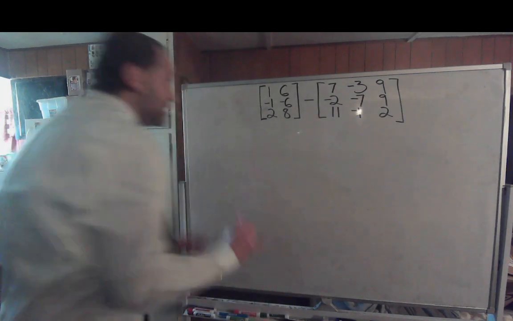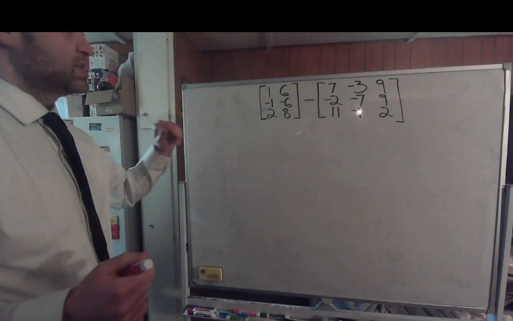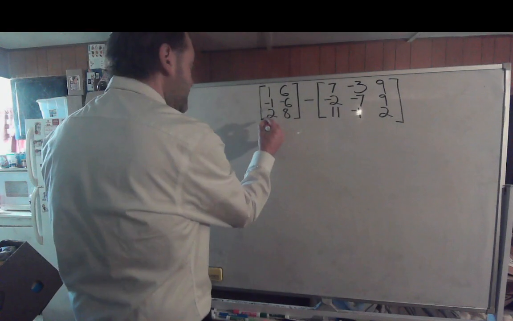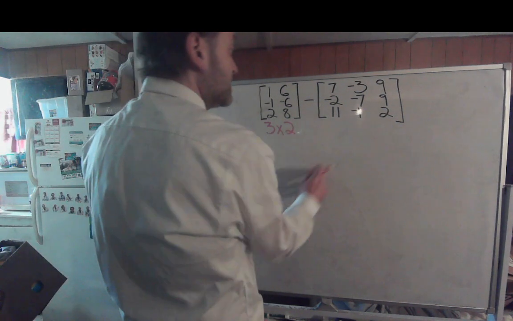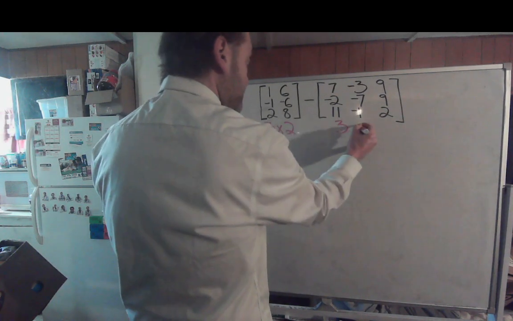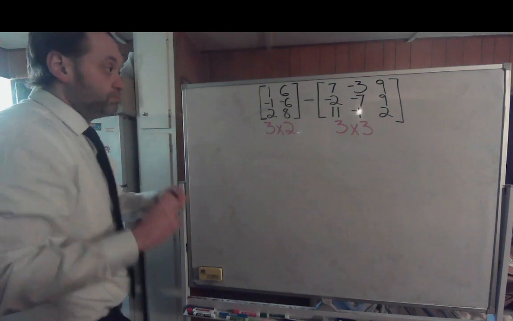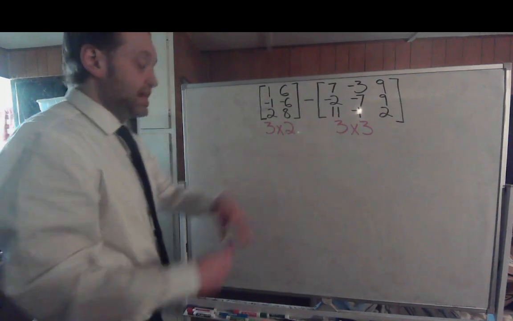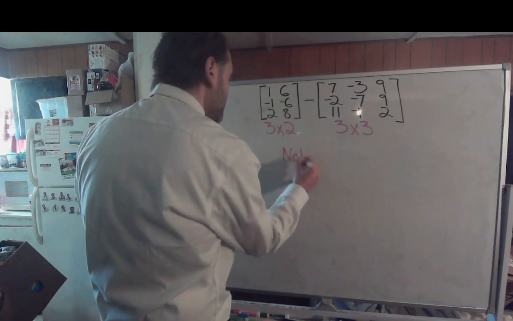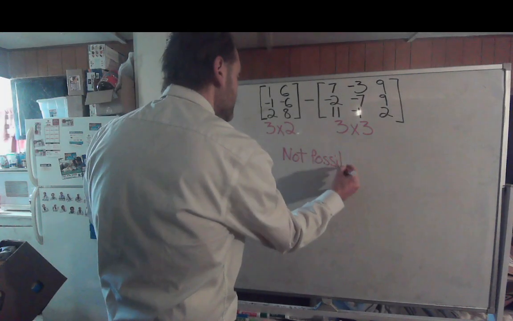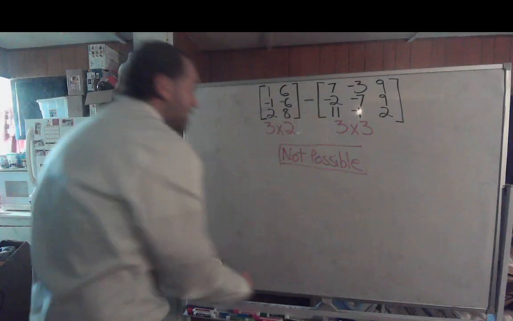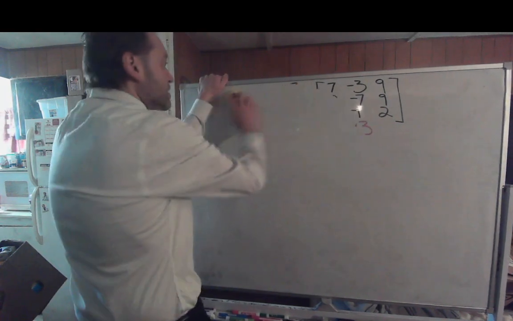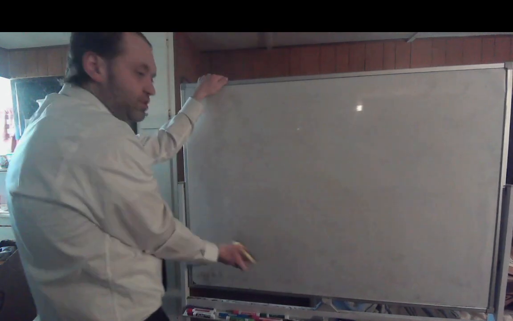First thing, again, determine the order of each matrix. In the first one, you have 3 rows, but it only has 2 columns. So the first matrix is a 3 by 2. The second matrix, you still have 3 rows, but you have 3 columns. Since these two matrices do not have the same dimensions, this is not possible. We cannot do the subtraction because they don't have the same dimensions. All right, so that's basic addition/subtraction. And if we could subtract, you would just subtract the corresponding entries and get your new matrix. Pretty much the same idea as addition.